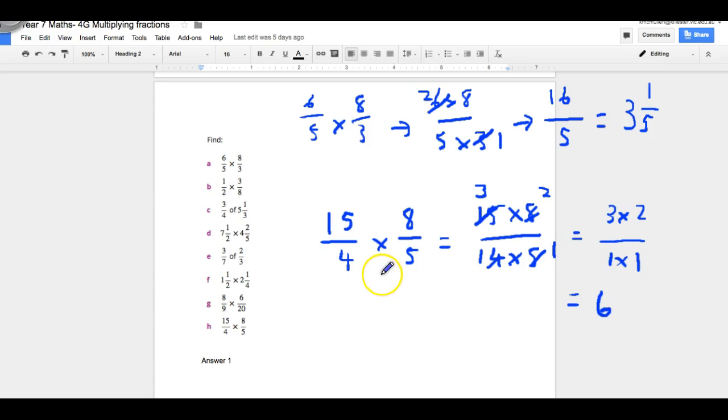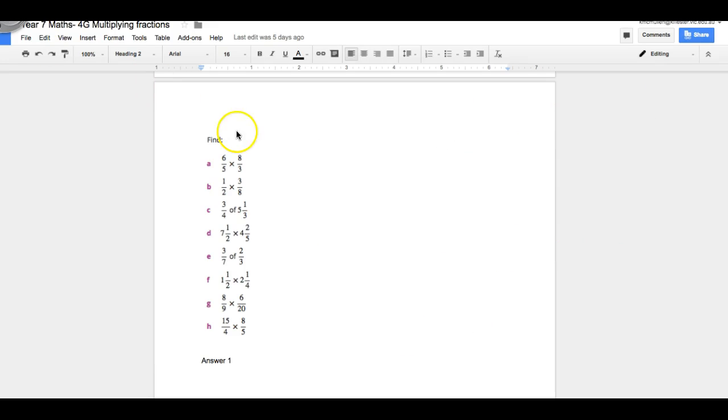Now, if you had to do that without cancelling, 15 times 8 is very difficult. So 15 times 8 is 90, I think. Let me just think. No, 120. Yeah, 120, sorry. And then 4 times 5 is 20. And then 120 divided by 20 is 6. So you can do it that way, but you might be thinking for a while what 15 times 8 actually is. So a bit tricky, but make sure you have a go at all those other questions.